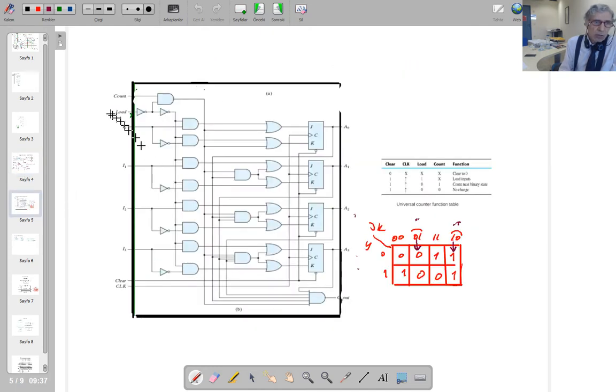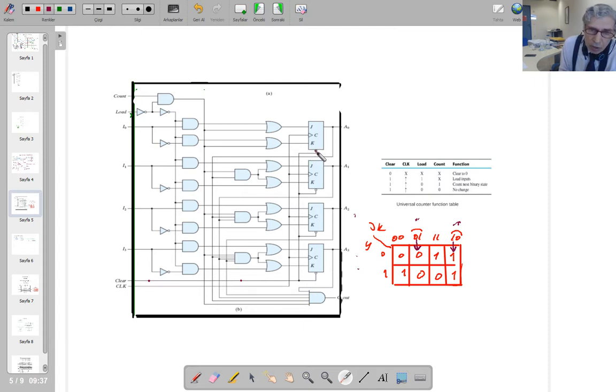Inside we've got this. You see the count input, load input, clear input, and clock input. Just start from the clear. When the clear is 0, the clear goes to all the JK flip-flops' clear inputs, you see. So I can put a color here. You can follow it. That clear here, that line comes to this JK flip-flop clear input. It also comes to this JK flip-flop clear input, and this one.